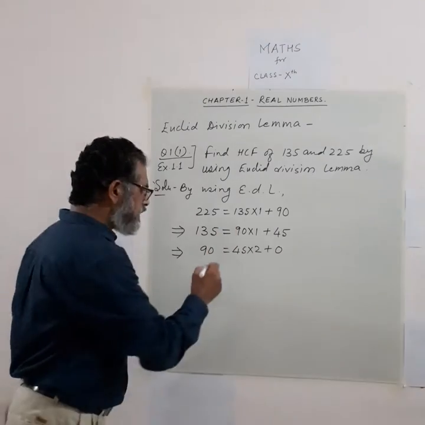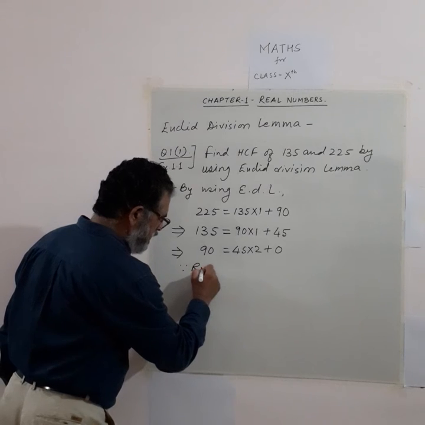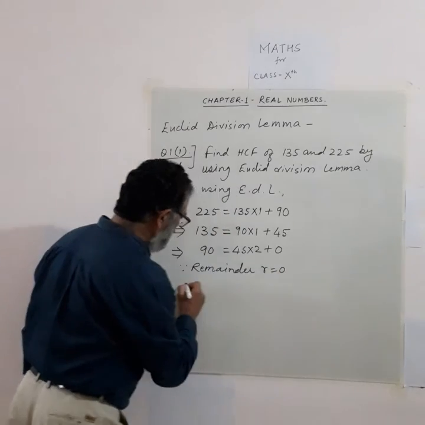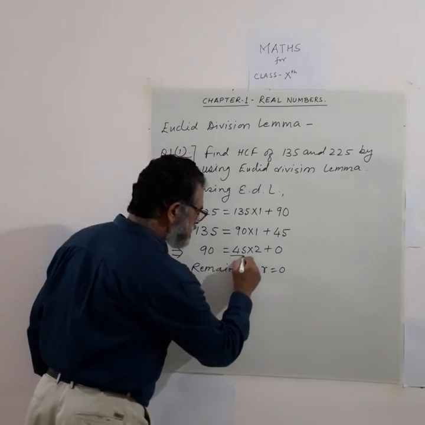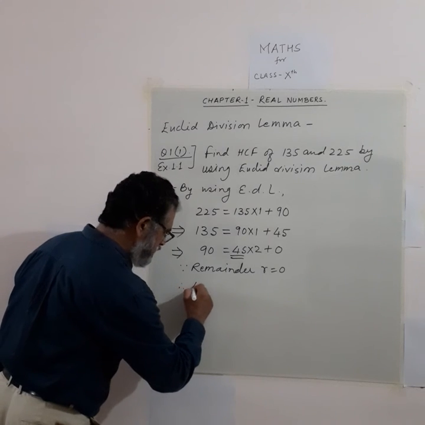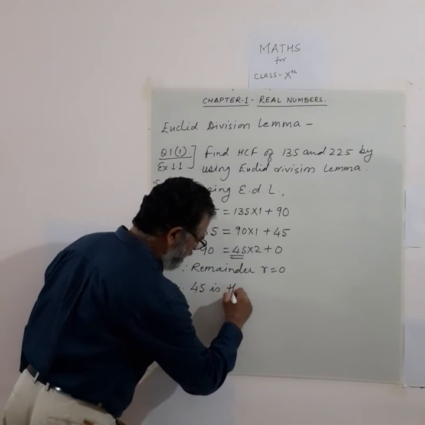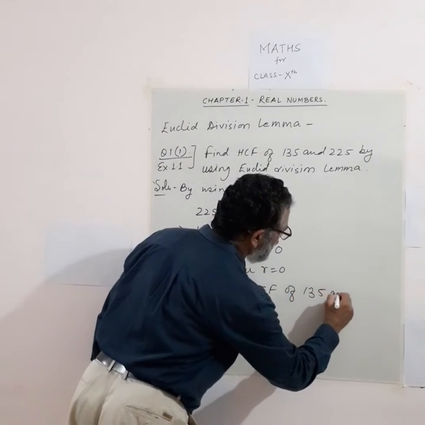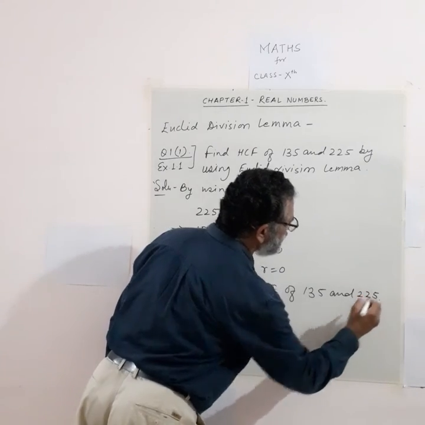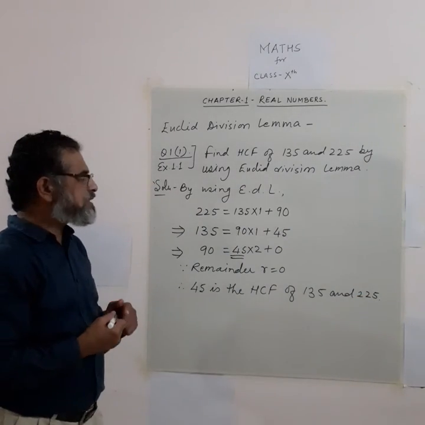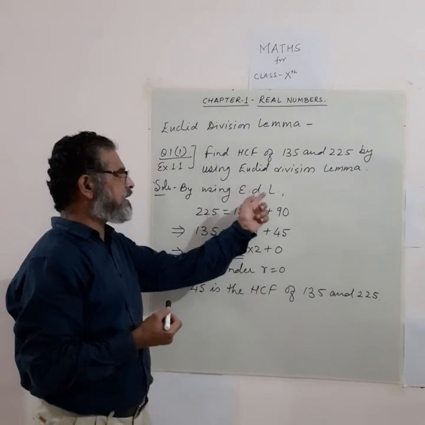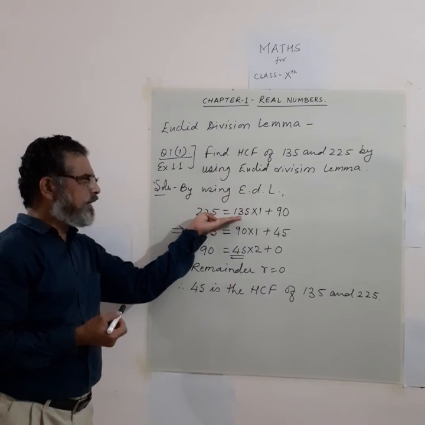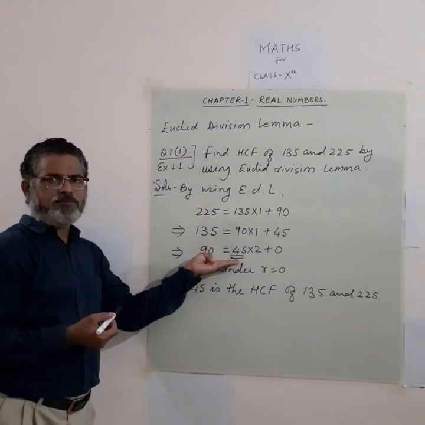So when the remainder r is 0, therefore the last divisor, that is 45, is the HCF of 135 and 225. So by using this statement, Euclid's division lemma, we follow the same relation in different steps.